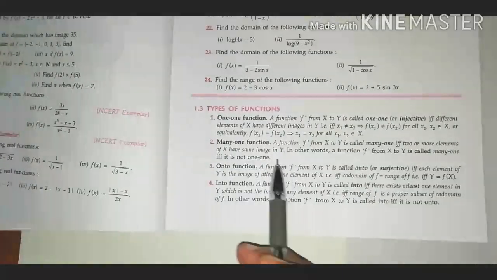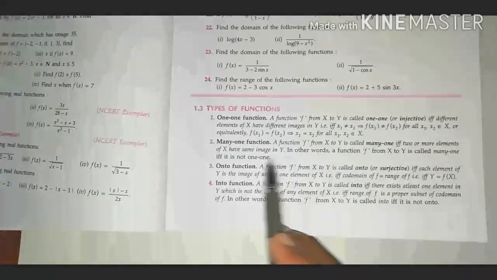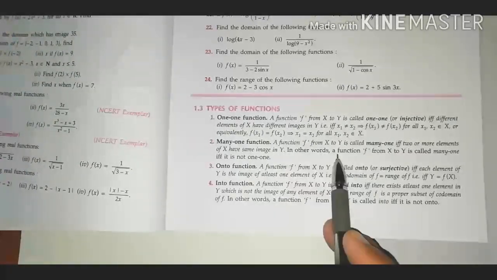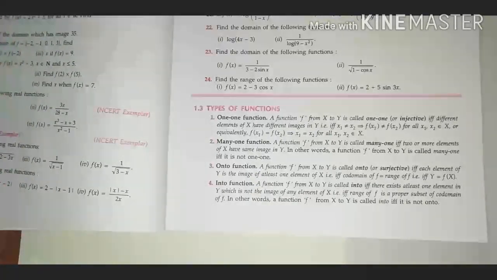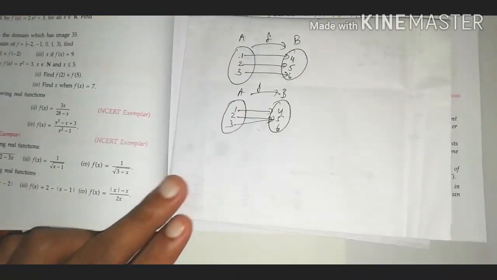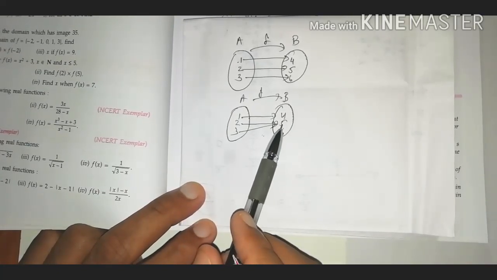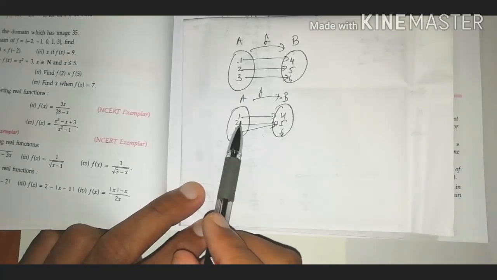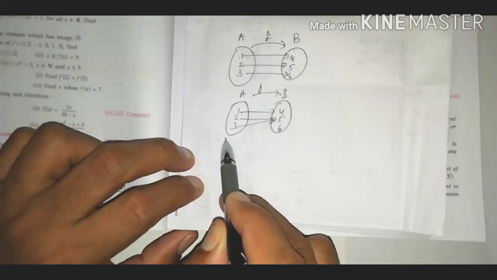Next one, many-one function. A function f from X to Y is called many-one if and only if two or more elements of capital X have the same image in Y. In other words, a function f from X to Y is called many-one if and only if it is not one-one. In the second example, here 2 and 3 have the same image in Y. That is, many elements have one image in B. So many have one image, and we can consider this as an example of a many-one function.